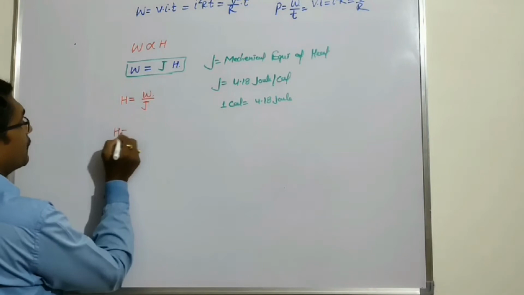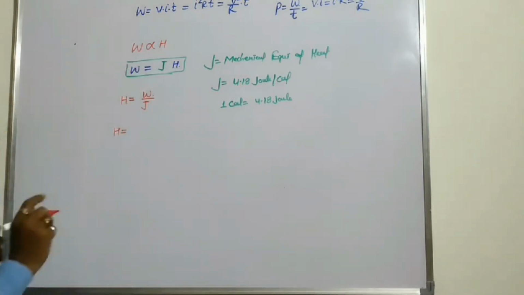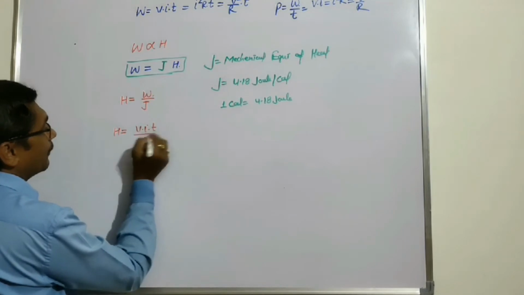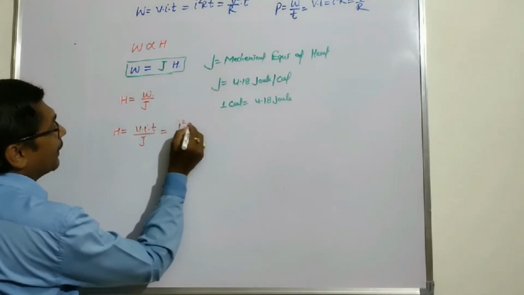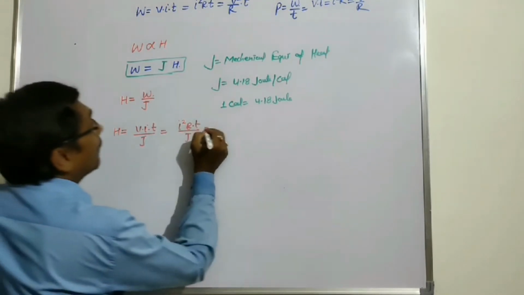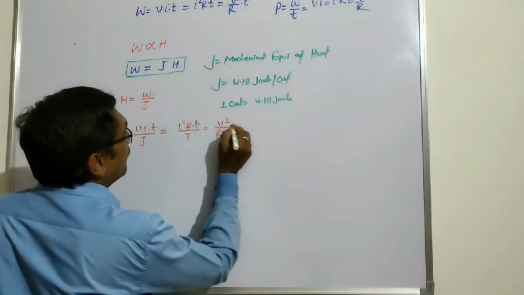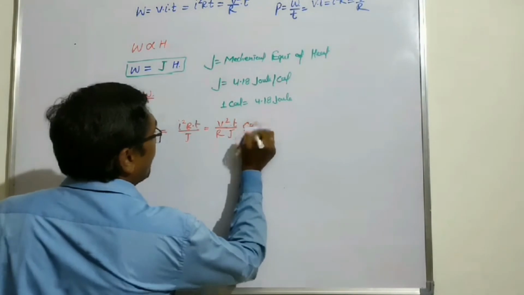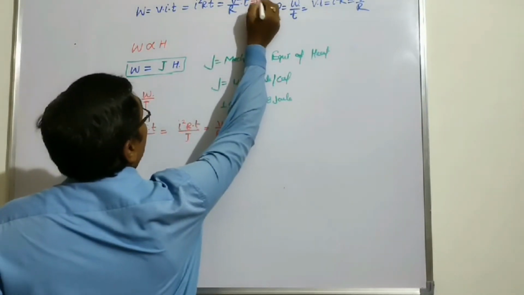Right? So the heat produced due to resistance when current passes through it: the value of W equals VIT upon J, or I squared RT upon J, or V squared RT upon J. This is the heat generated by the resistance wire when we pass current through it. This is in terms of calorie, and this is in terms of joule.